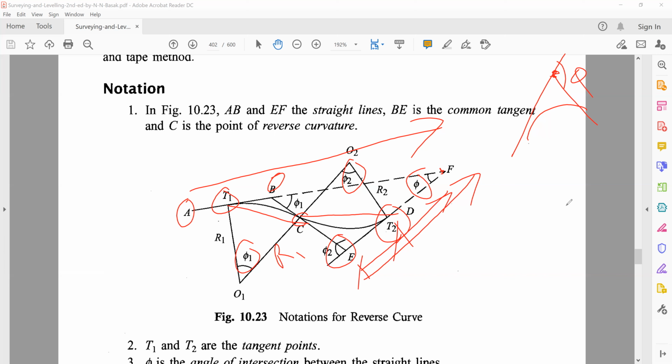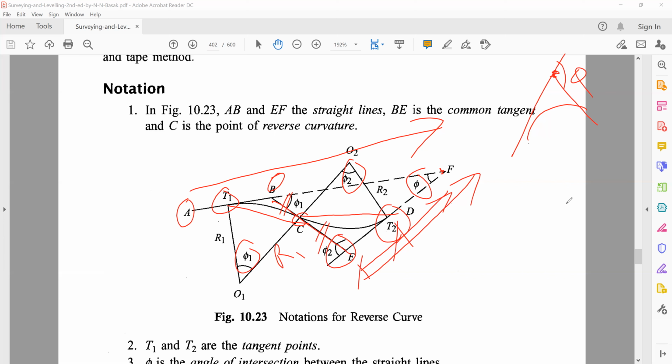But what's different here is this line BE. This is the common tangent for the two curves. If you remember, we had a common tangent for a compound curve. Here again, we have a common tangent for a reverse curve, which has a length of BE. It is made up of the addition of the tangent length of the first curve and the tangent length of the second curve. This tangent length plus this tangent length gives you the length of the common tangent.